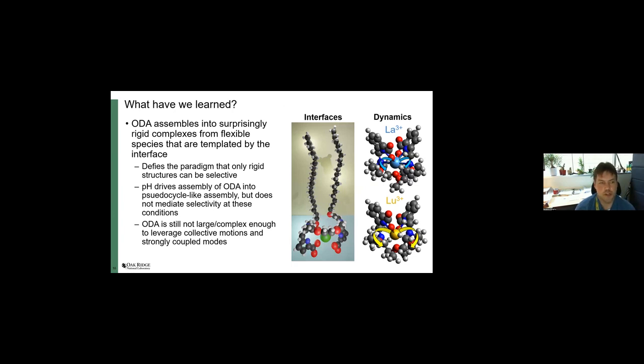So to answer the question of what we have learned from this, there's two things. I'm not very good at making hypotheses because both my hypotheses were wrong. I'm able to identify those and then explain what's happening here: these assemblies form at the interface, but they form surprisingly rigid complexes that are templated by the interface, but not by the ions. So the pH plays the dominant role here. All that the ions have to do is get to the interface and they can be extracted. And this is all driven by pH to form this pseudocyclic assembly.